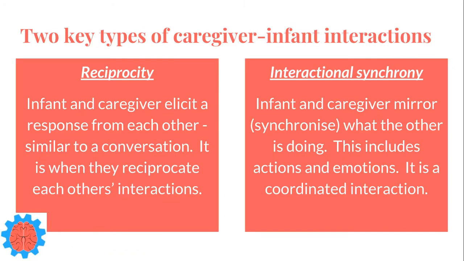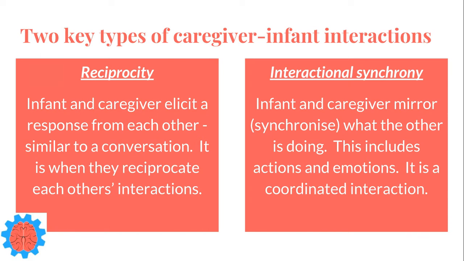Now, just to go back to these two key concepts, reciprocity and interactional synchrony. So again, remember you have to know both of these. So reciprocity in simple terms is when the infant and caregiver try and get a response from each other. Okay, so it's a bit similar to a two-way conversation. So it's when they reciprocate each other's interactions, so that they take it in turns almost. Interactional synchrony is slightly different. So the infant and caregiver mirror what the other is doing. So this could include actions and emotions, and it's quite coordinated. So it happens more or less at the same time.